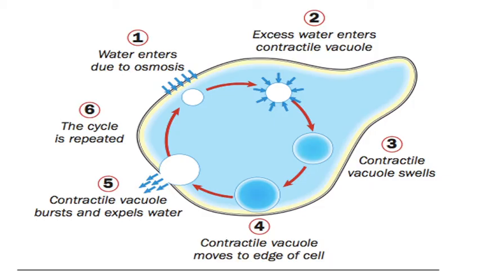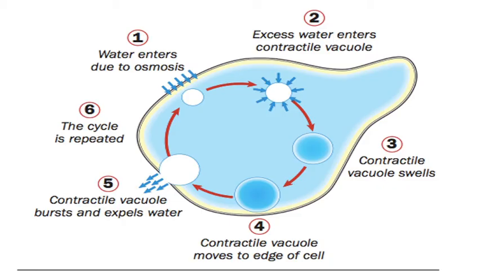So the contractile vacuole swells. You can see in number 3, the contractile vacuole swells. And in number 4, the contractile vacuole moves to the edge of the cell. So the contractile vacuole bursts and expels excess water. The contractile vacuole does what? It bursts and expels excess water.